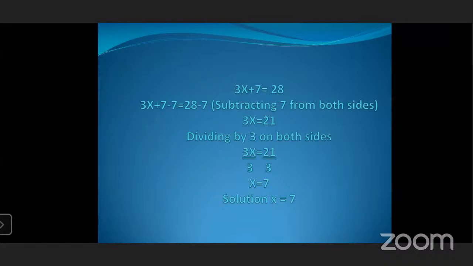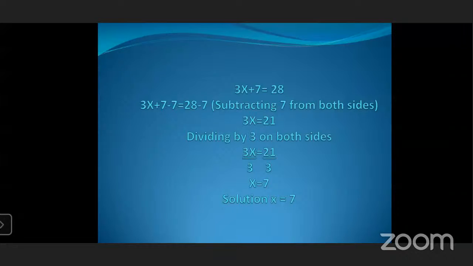Look at the equation from the beginning: 3x plus 7 equal to 28. Now in 3x plus 7, we are removing 7 first. We are removing 7, so 3x plus 7 minus 7. If you are removing 7 from the left side, you have to remove 7 from the right side too. So 3x plus 7 minus 7, and 28 minus 7. You have subtracted 7 from both sides.